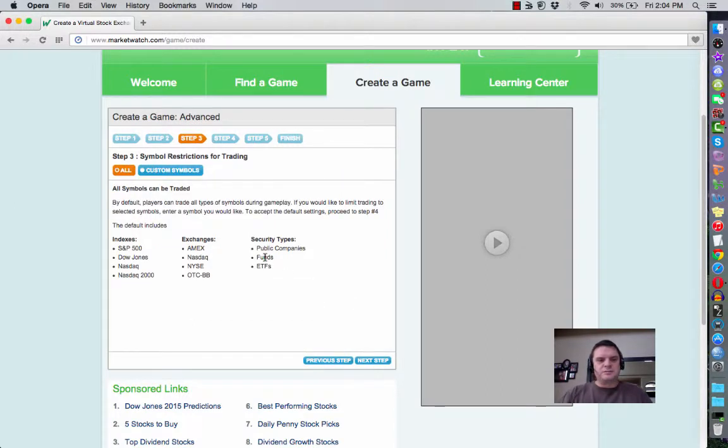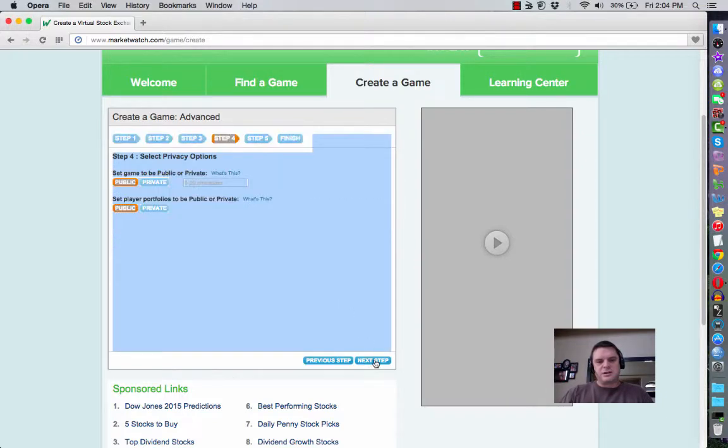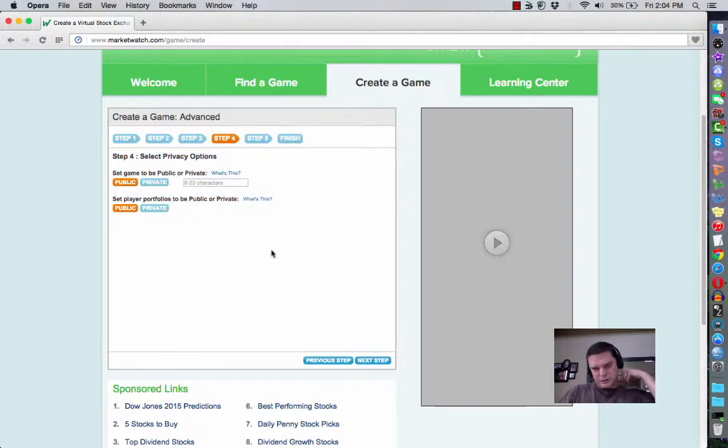Okay, symbol restrictions, I just use all. You want to be able to trade ETFs, that's my favorite, or exchange traded funds. They're kind of like closed-end mutual funds. I make it private and give it a password. That way you just have the students that are in your class participating.